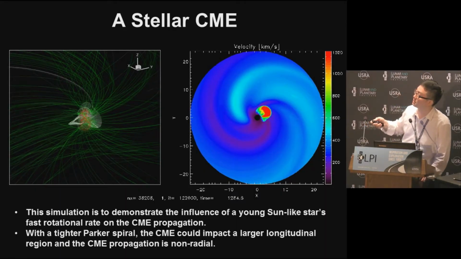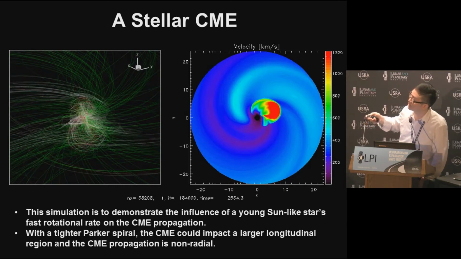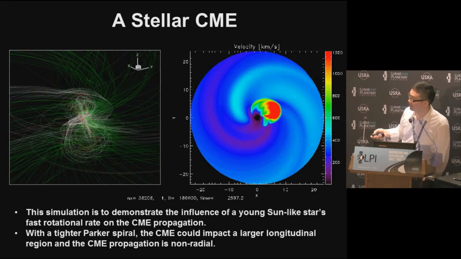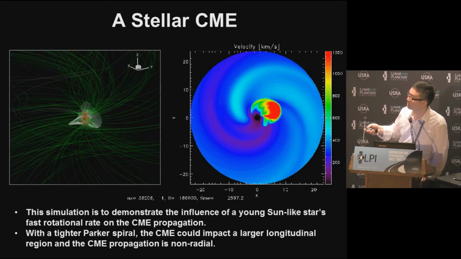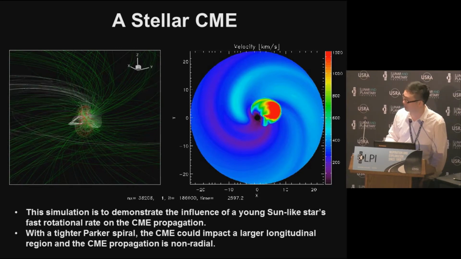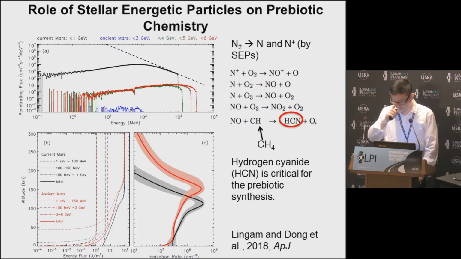This is ongoing work, and here I show you a potential stellar CME from a young sun-like star. Because of the fast rotation of the star, the CME-affected region becomes much broader in the longitudinal direction. Every coin has two sides.